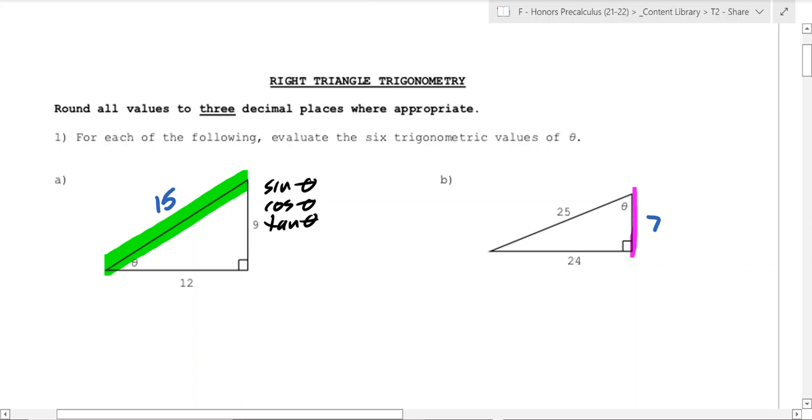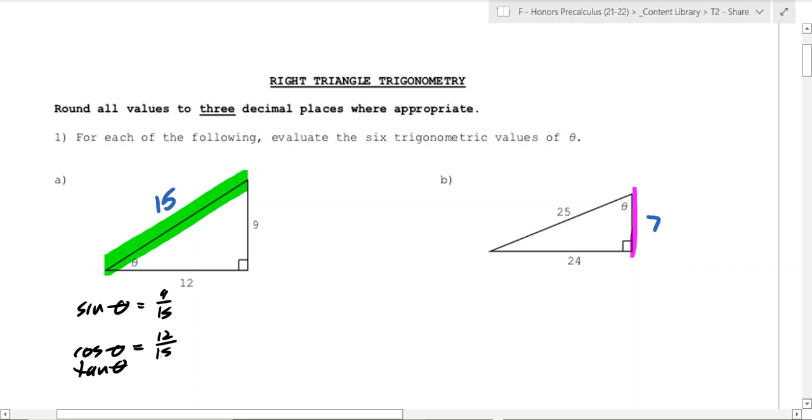And I'll put this down below so that we have some more space here. So sine, what's sine going to be, Jax? I got 9 over 15. Yeah, it's just 9 over 15. What's cosine? 12 over 15. Right, and then tangent is?